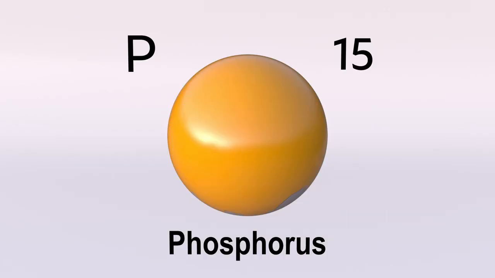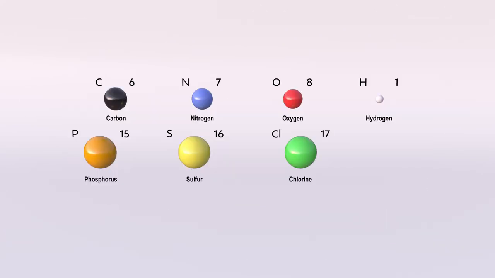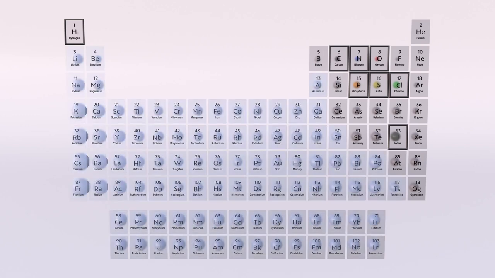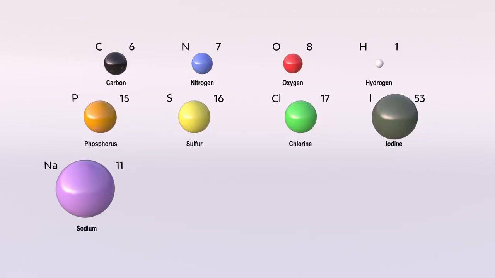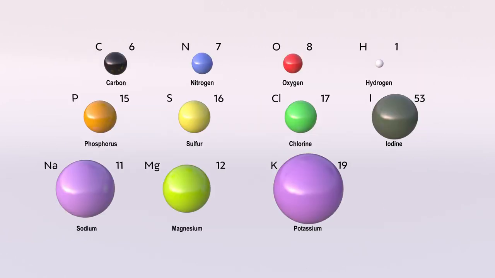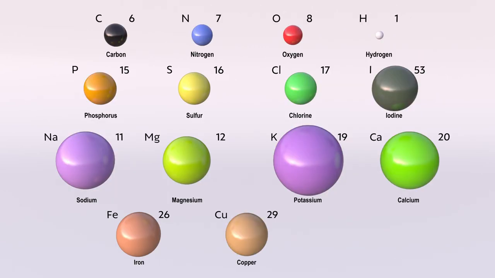Phosphorus, sulfur, chlorine, and iodine. And let's add some metals to our collection. Sodium, magnesium, potassium, calcium. Calcium, is that a metal? Guess technically it must be. Iron, copper, and finally zinc. Those ones sound a bit more metallic.